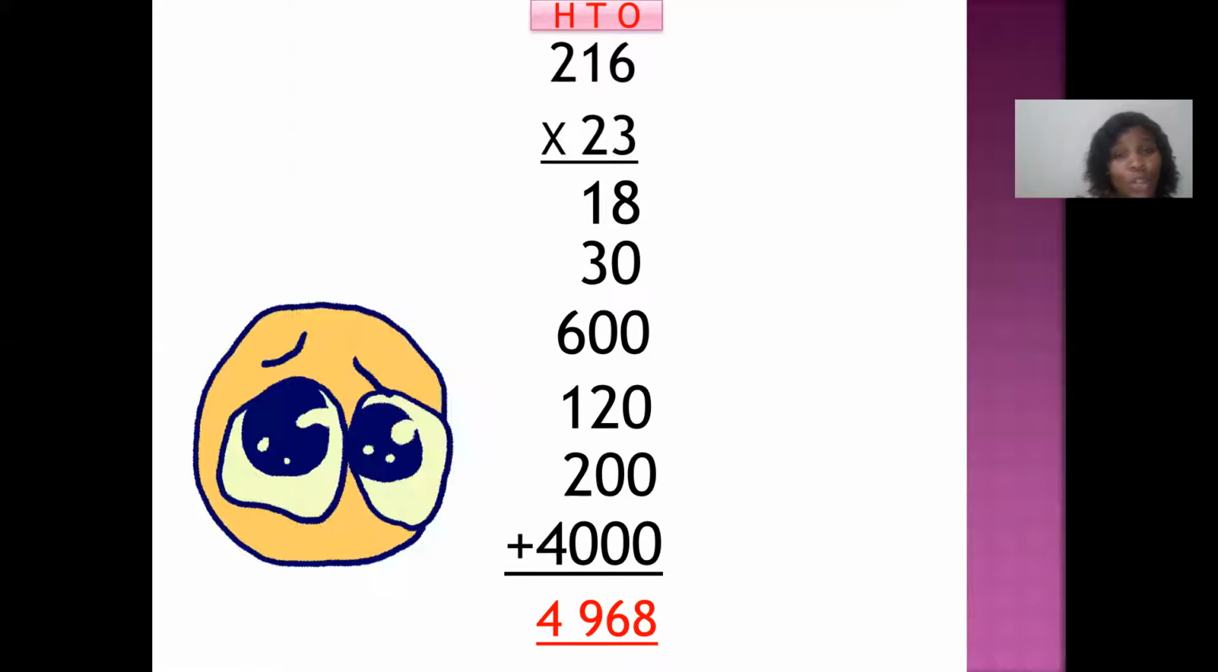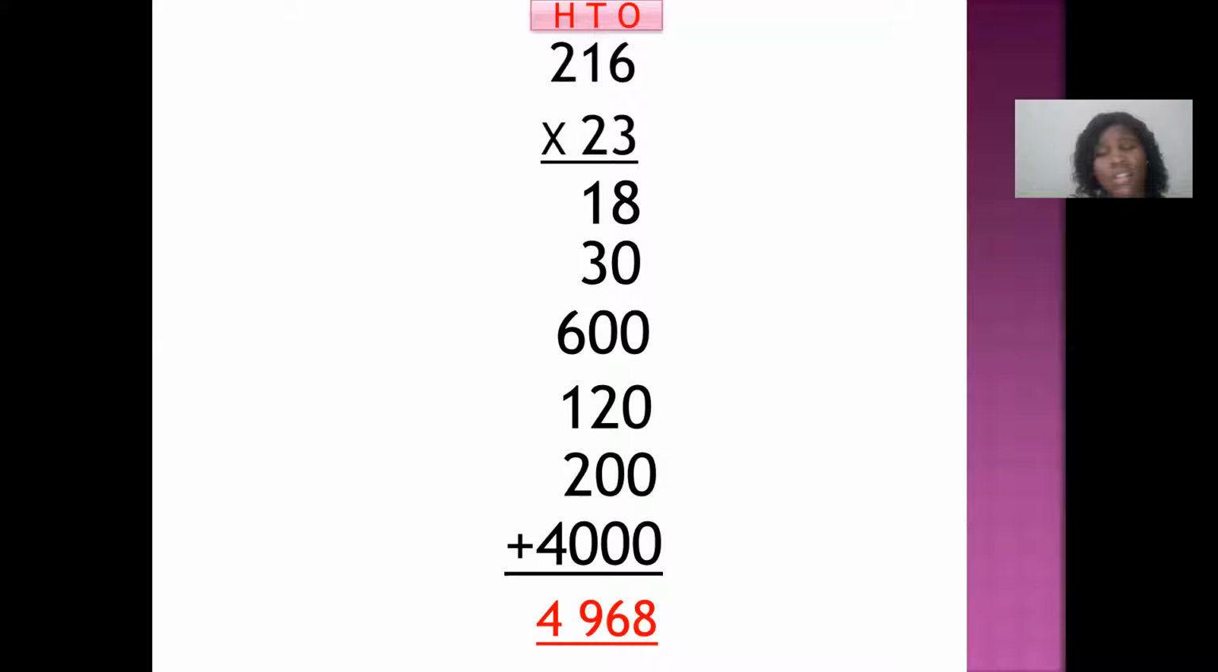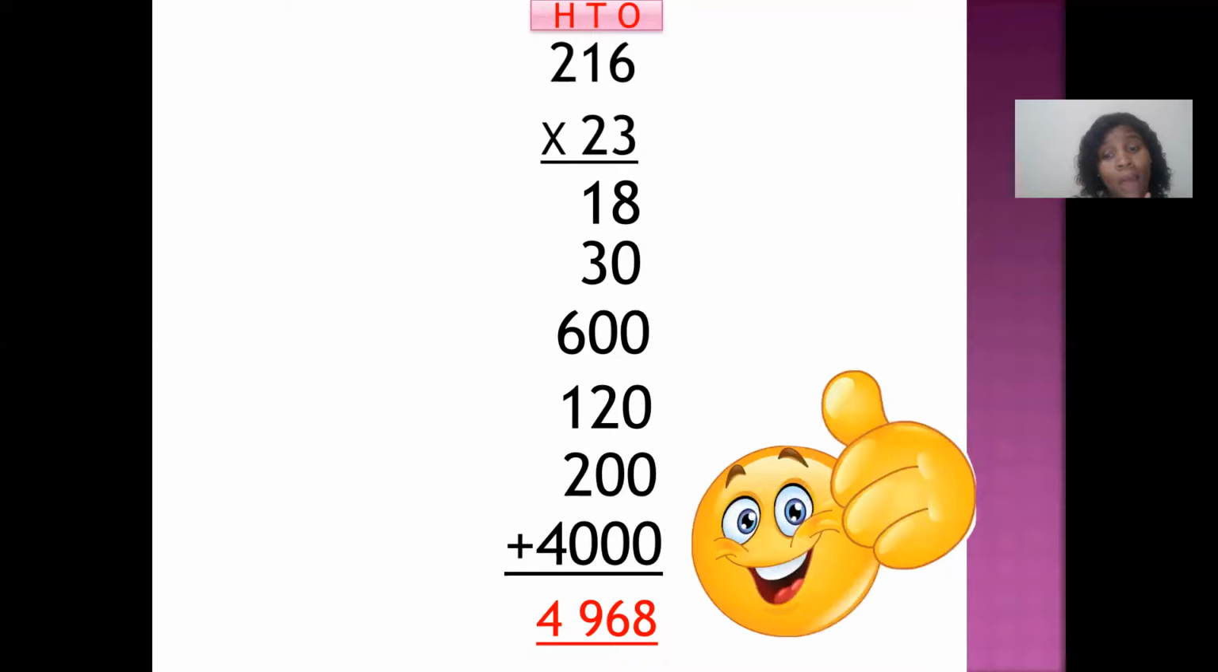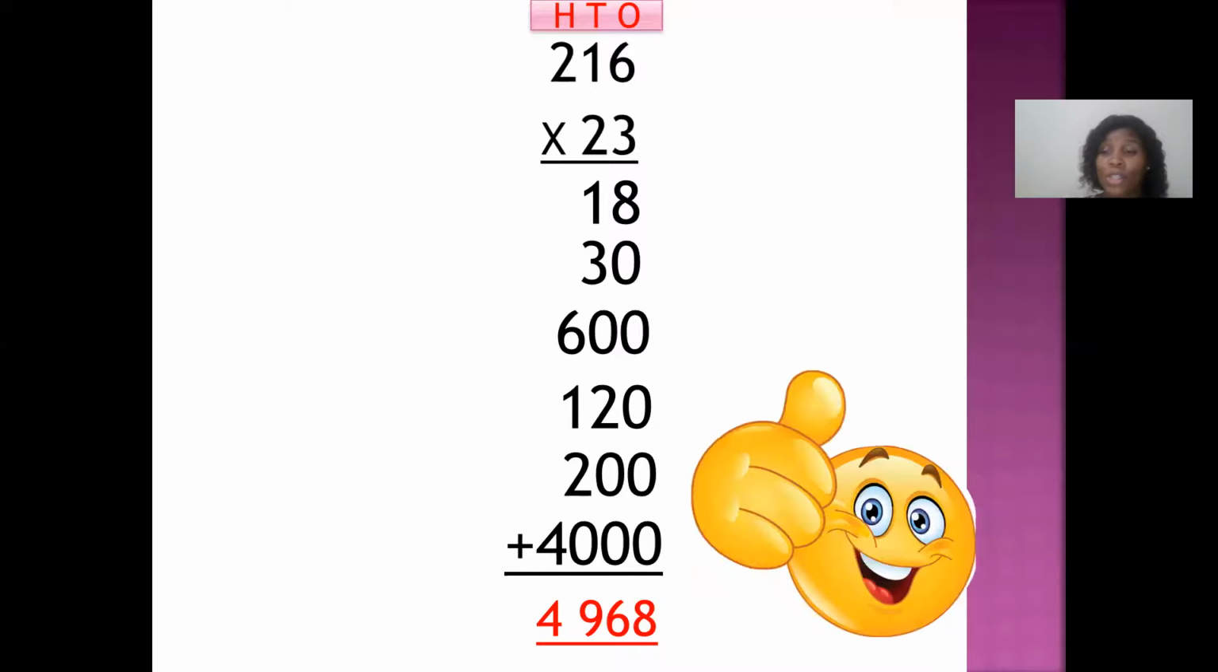And guess what, boys and girls? We can now get rid of our sad face because we now know how to multiply 2-digit numbers using expanded form. And we can get our happy thumbs up face, boys and girls. So, boys and girls, I want you to continue on practicing. We have some more examples within our lesson. So let's get back to our lesson.